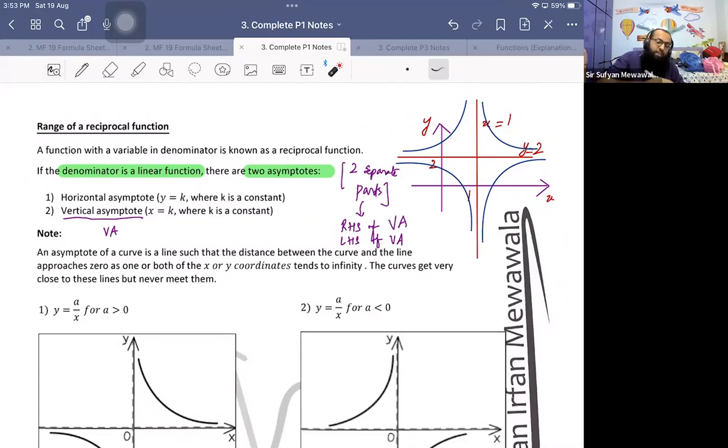Okay, so I was saying that if the denominator is a linear function, there will be two asymptotes. One is vertical, one is horizontal. And every reciprocal function which has a linear function in the denominator has two separate parts.